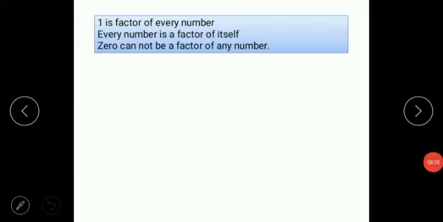1 divides all the numbers completely. So 1 is a factor of all the numbers. Every number is a factor of itself. And 0 cannot be a factor of any number. You have to remember this.